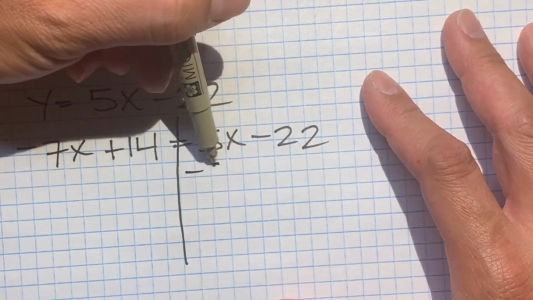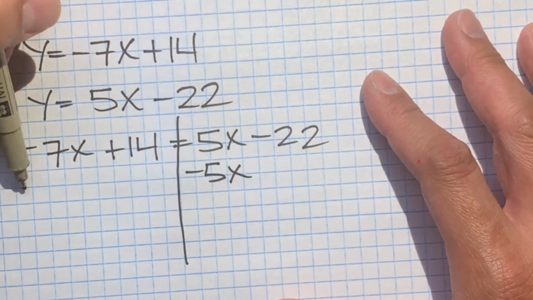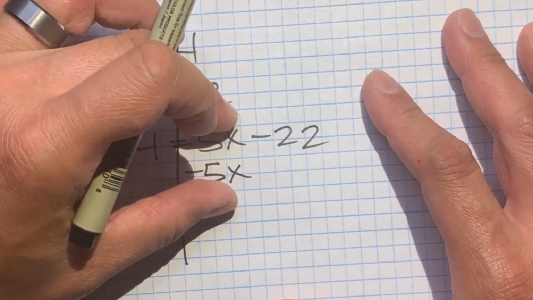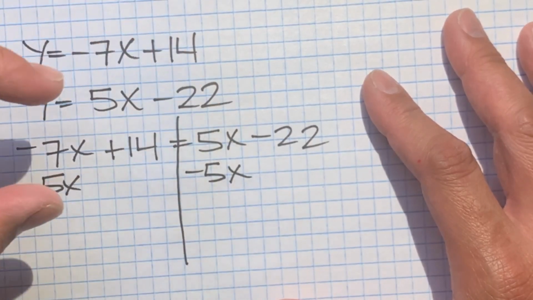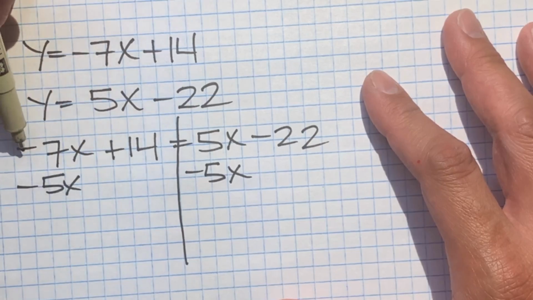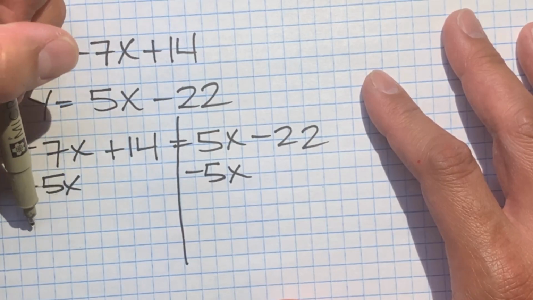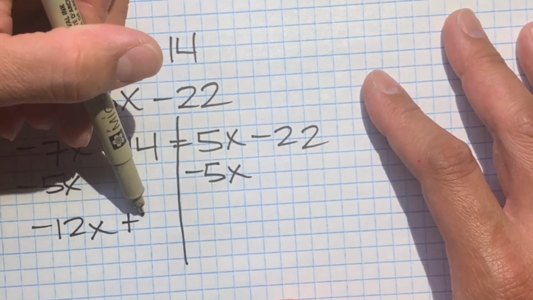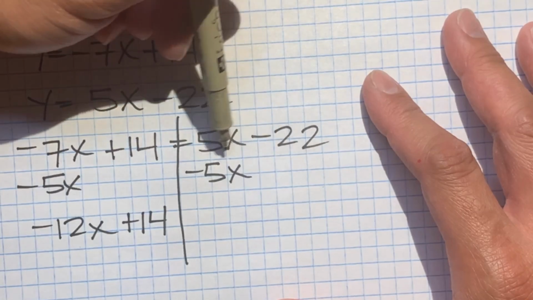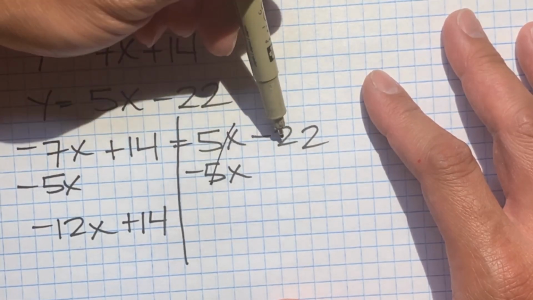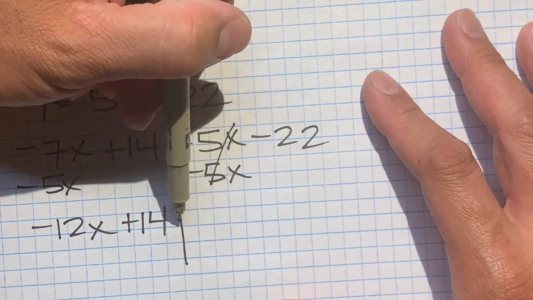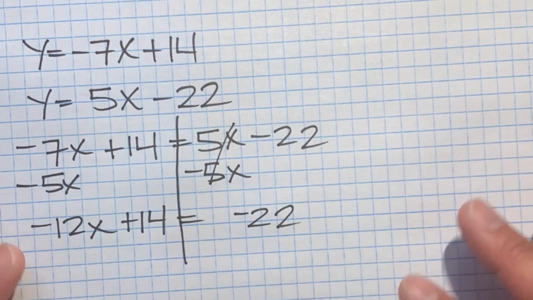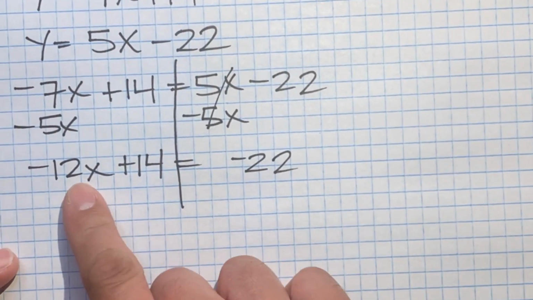So I'm going to subtract this 5x, and subtract 5x from both sides. You want to make it equal. So if you take away from here, you want to take away the same amount over here. Negative 7x minus 5x is negative 12x. I'm going to bring down that 14. This cancels out. I'm going to bring down this negative 22 on that side. Okay, so I have all my variables on one side.